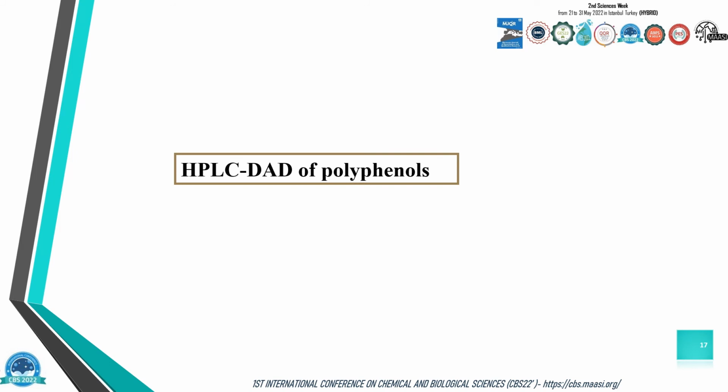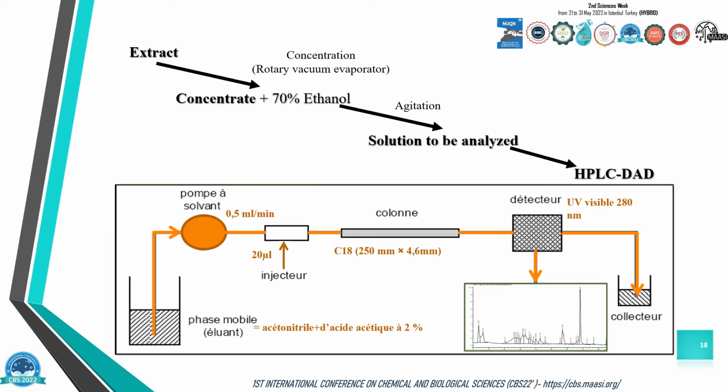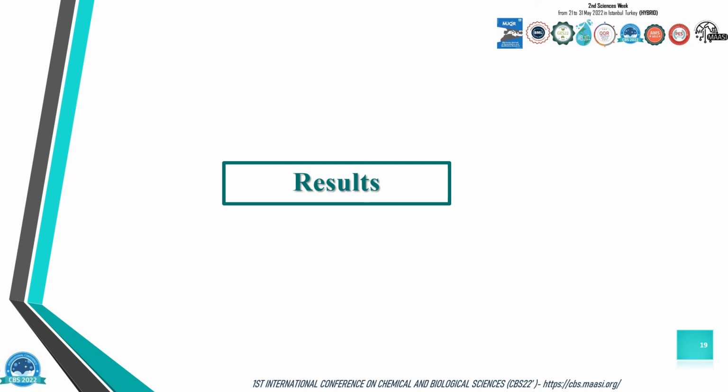For the analysis by high-performance liquid chromatography, it was done by concentrating the extract with the rotary vacuum evaporator, and the concentrate obtained was stirred with ethanol 70%, and then the solution is submitted to analysis. Now we move on to the results.